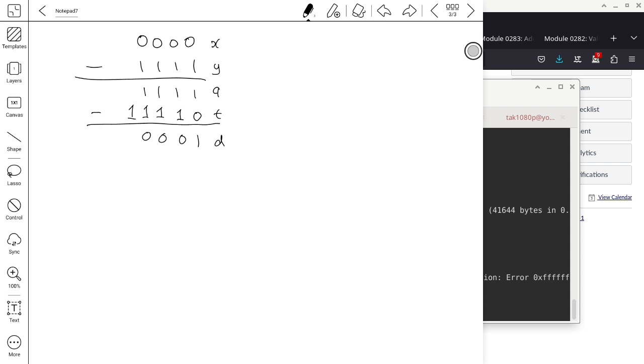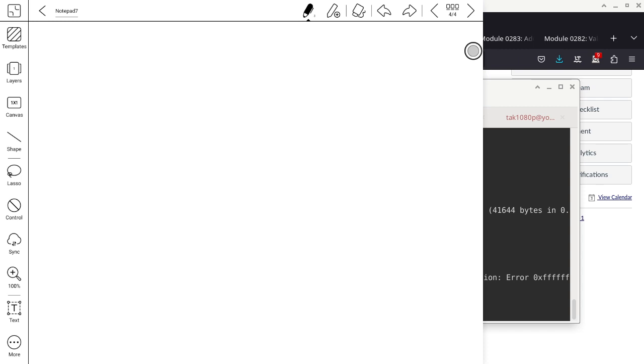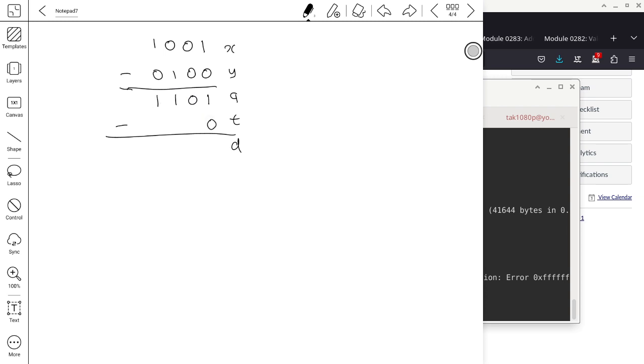So now we move on to another subtraction. This time we have 1001 minus 0100. Just to make things a little bit more interesting. Once again, this is X, Y, Q, T, D. The Qs are the exclusive ORs between the X and the Y. So we get a 1 here, 0 here, 1 here, and a 1 here. T0 in this case is assumed to be 0.